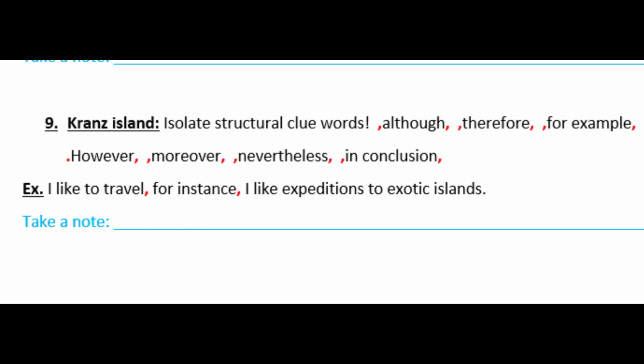Let's take a look at some specific words that you'll use for Cranes Island. Although will be separated by commas on Cranes Island, therefore, for example, however, moreover, nevertheless, and in conclusion. These are not all the words. These are the majority of the ones that are the most common. So keep in mind there may be others.